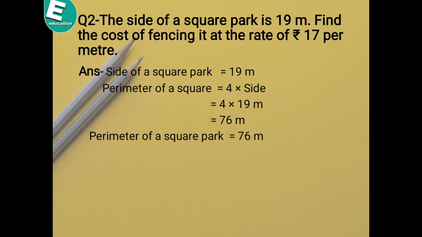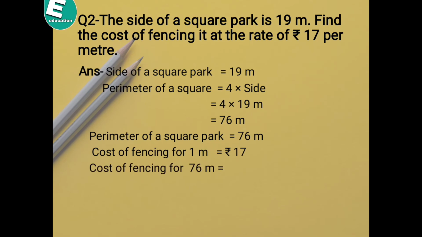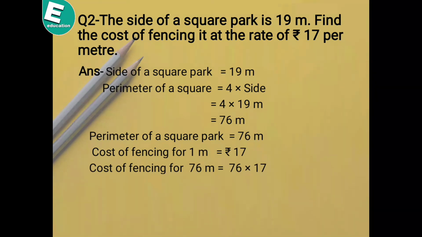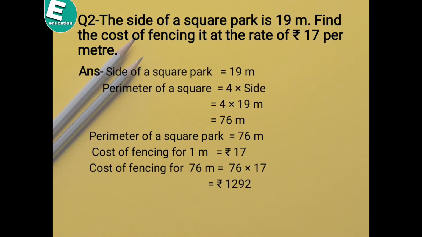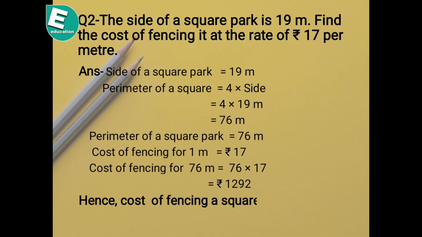As given, the cost of fencing for 1 meter is equal to rupees 78. So, the cost of fencing for 76 meter is equal to 76 multiplies 17, which is equal to 1292 rupees. Hence, the cost of fencing the square park is 1292 rupees.